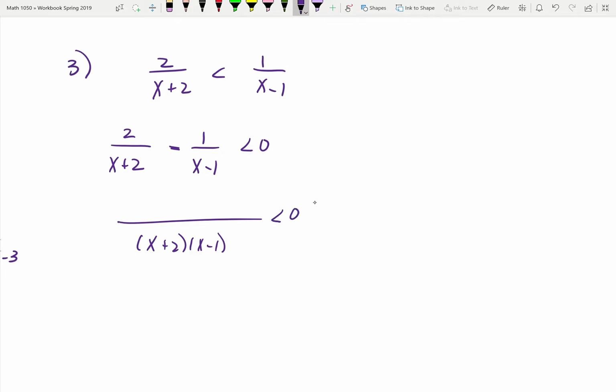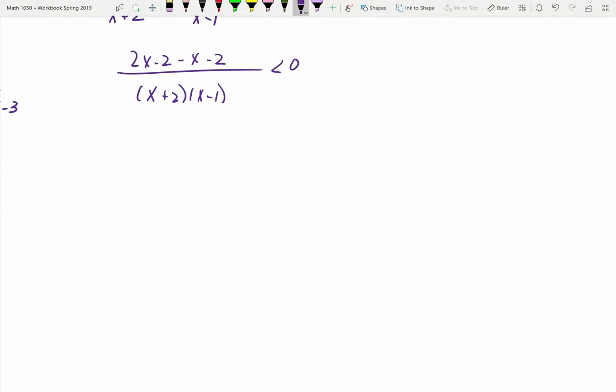This guy has the x plus 2. He's missing the x minus 1. Distribute, you get 2x minus 2. This guy has the x minus 1. He's missing the x plus 2. Distribute, and I get negative x minus 2. Then when I simplify, I get x minus 4 over x plus 2 times x minus 1.